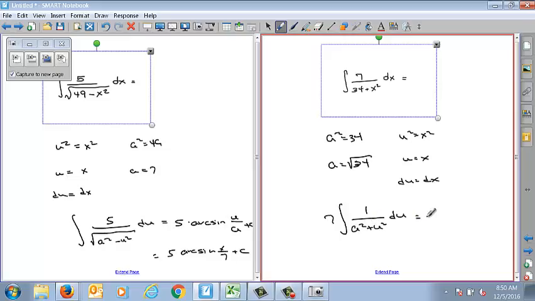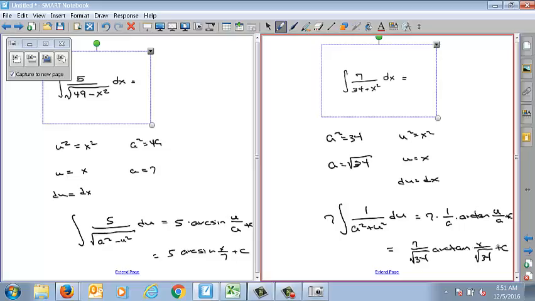And you go look in the book, and it says the integral of this is 1 over a times the arc tangent of u over a plus c. And then we just plug the values in. So a is the square root of 34. U is x. A is the square root of 34.